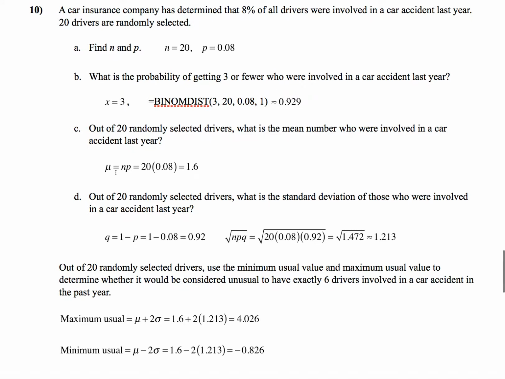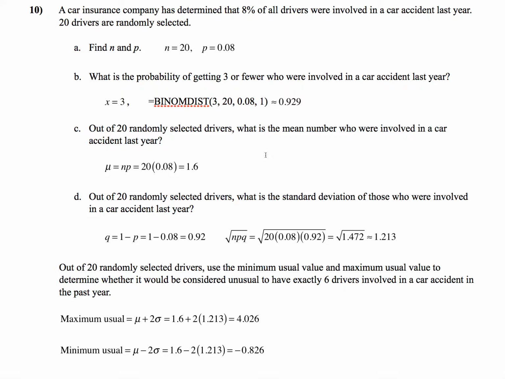Now, out of 20 randomly selected drivers, what is the mean number who were involved in a car accident last year? To find that, we simply multiply the number of trials times the probability of success, N times P, 20 times 0.08, and that's 1.6. So that is the mean number we would expect who had a car accident if 20 were randomly selected.